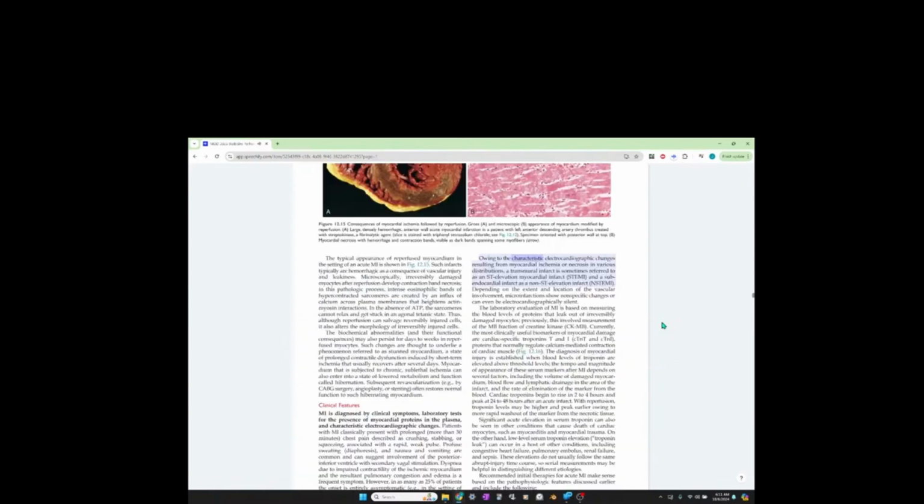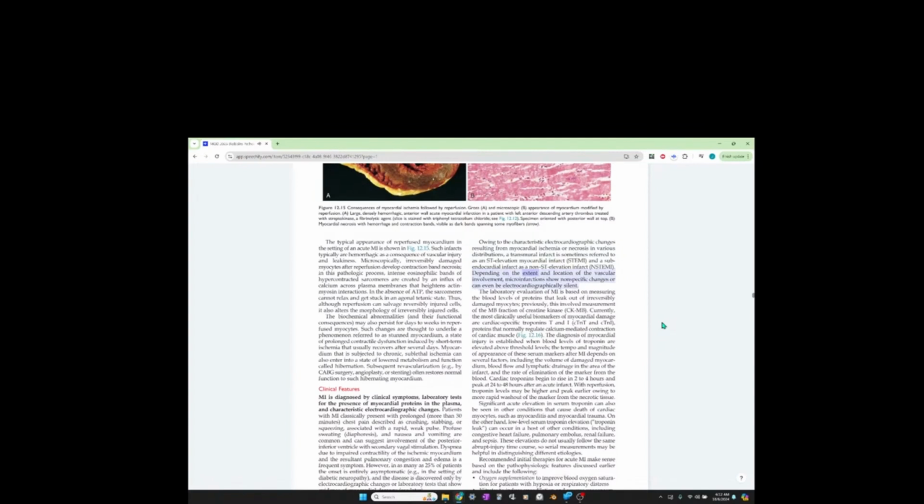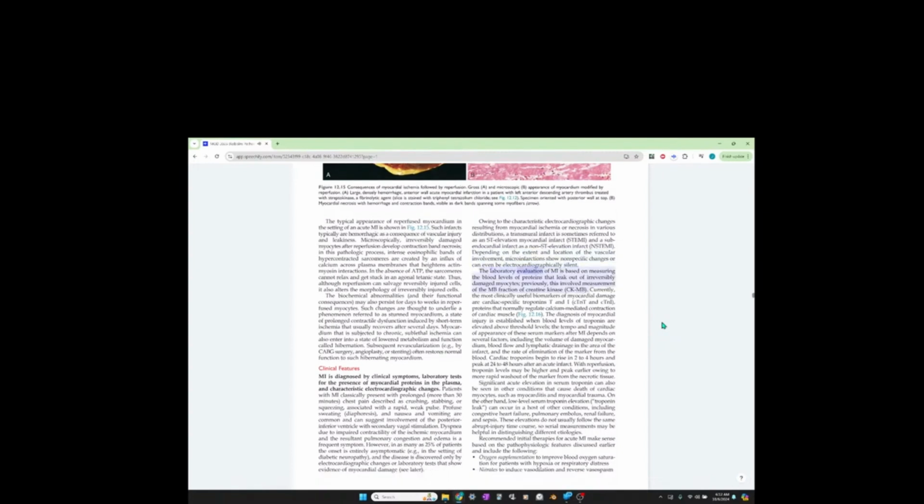Owing to the characteristic electrocardiographic changes resulting from myocardial ischemia or necrosis in various distributions, a transmural infarct is sometimes referred to as a ST elevation myocardial infarct and a subendocardial infarct as a non-ST elevation infarct. Depending on the extent and location of the vascular involvement, microinfarctions show nonspecific changes or can even be electrocardiographically silent. The laboratory evaluation of MI is based on measuring the blood levels of proteins that leak out of irreversibly damaged myocytes. Previously, this involved measurement of the MB fraction of creatine kinase.